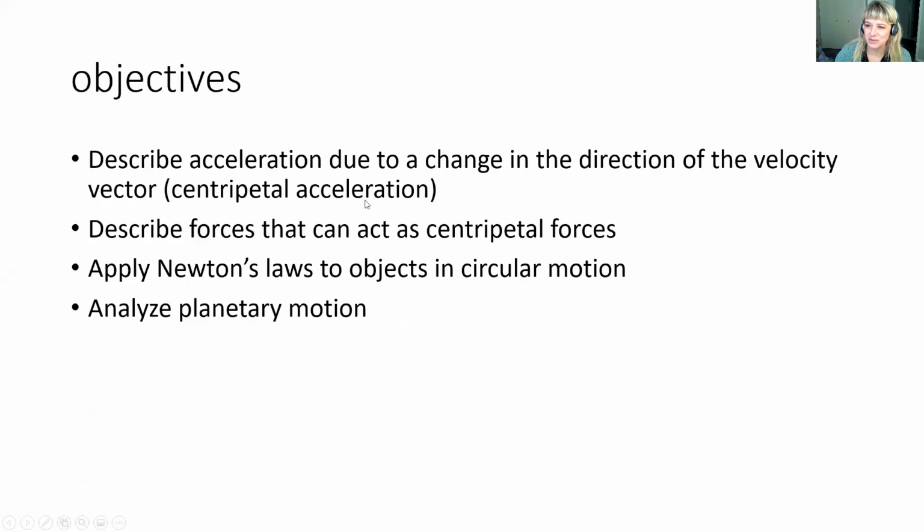So, after going through this chapter together, I'd like us to be able to describe the acceleration due to a change in the direction of the velocity vector. This is also known as centripetal acceleration or center-seeking acceleration. And as we learned in Chapter 4, if there's an acceleration, there must be a force that causes that acceleration. So we're going to describe forces that can act as centripetal forces. And we are going to apply Newton's laws to objects that are moving in circular motion. And lastly, we'll analyze planetary motion.